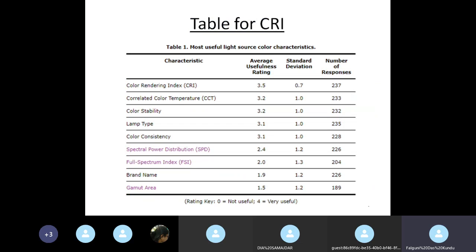Okay. Here, for the most useful light source color characteristics: CRI average usefulness rating is 3.5, standard deviation is 0.7, number of responses 237. CCT 3.2, standard deviation 1 and number of responses 233.